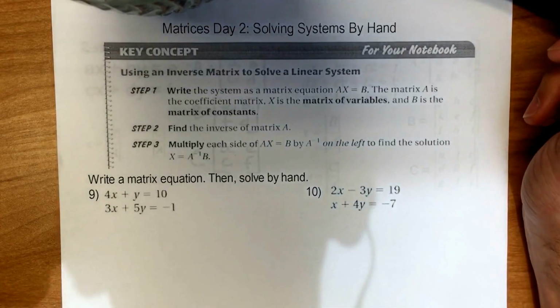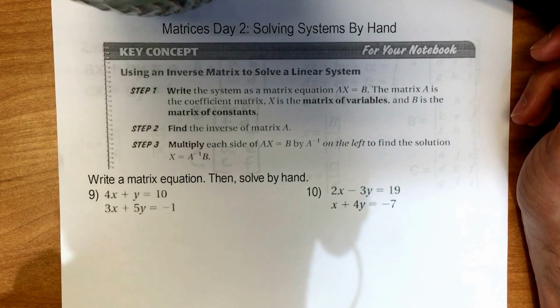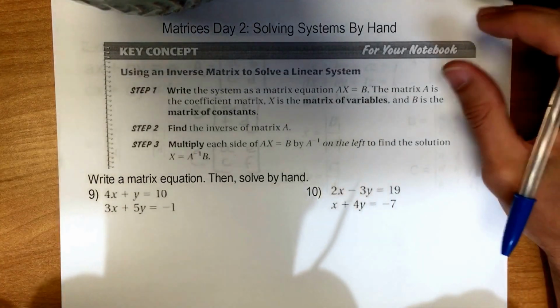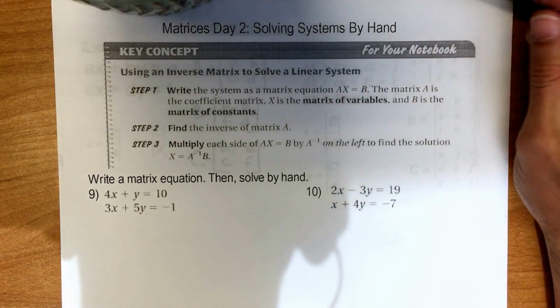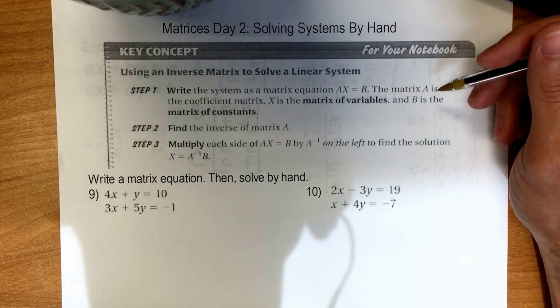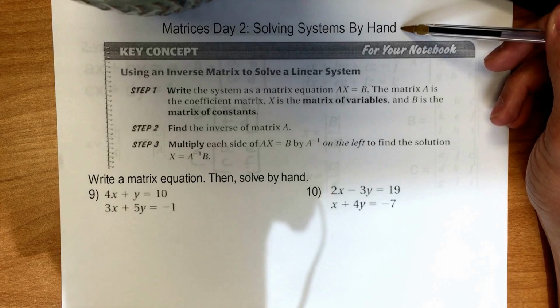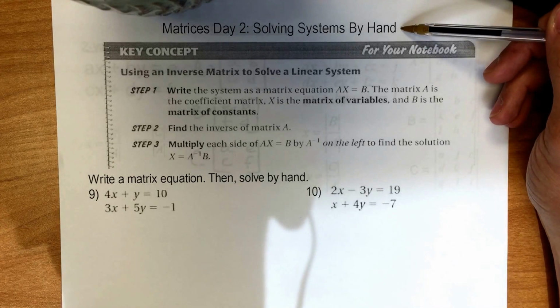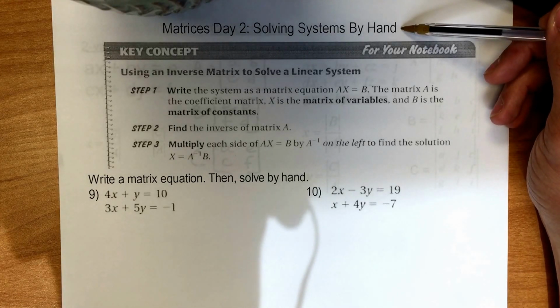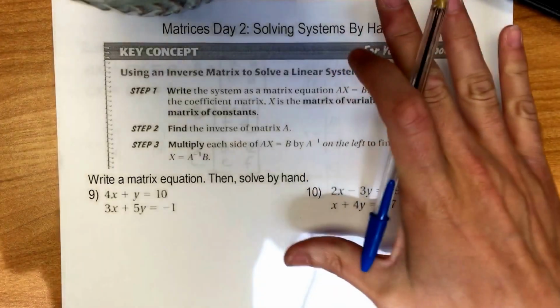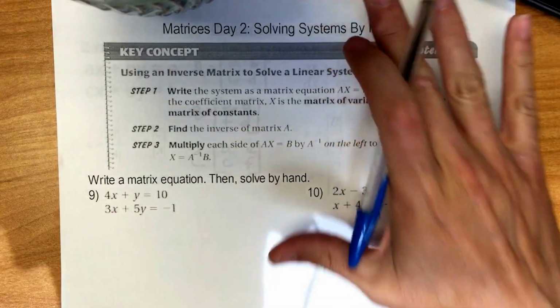So the next video that we're going to talk about, or the next lesson, is going to involve how to use a matrix to solve a system of equations. Now we're going to do this for two separate lessons. Today I'm going to show you how to use a matrix to do the problems by hand, and then the next class we're going to learn how to do them using the graphing calculator. So everything that you see today you're going to be expected to do by hand.